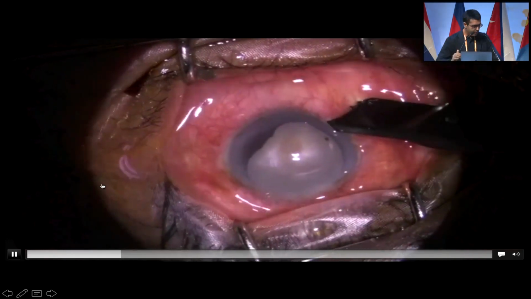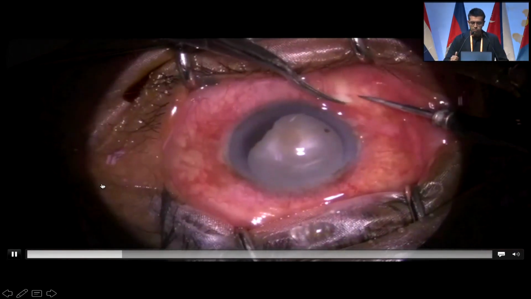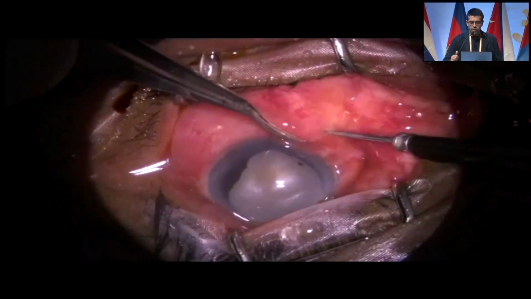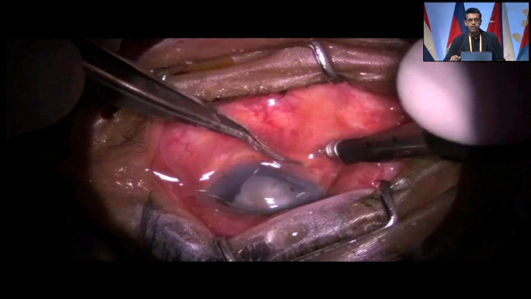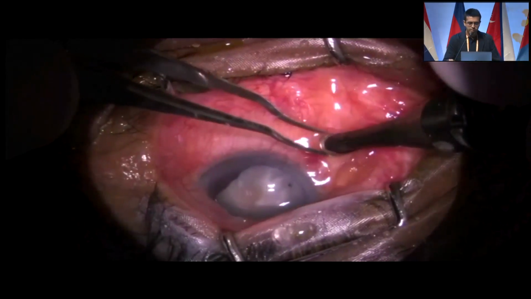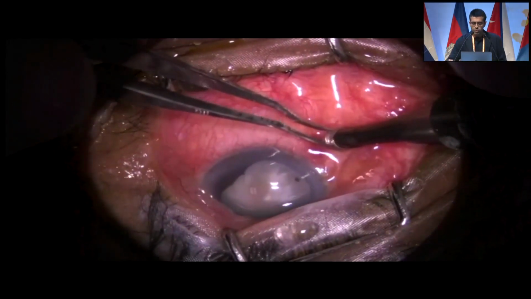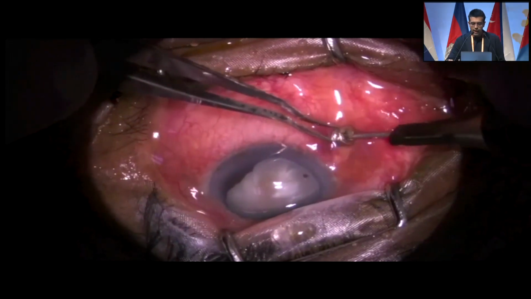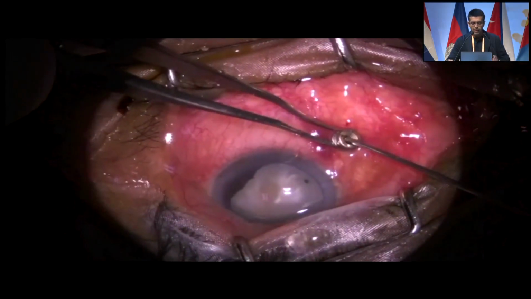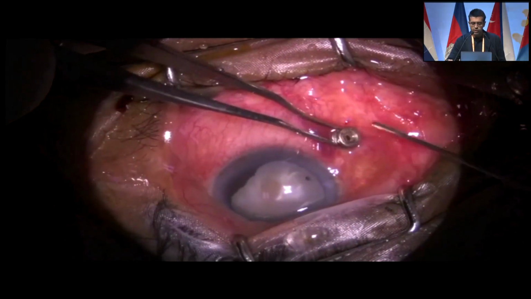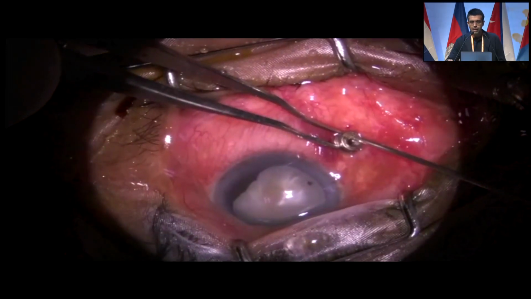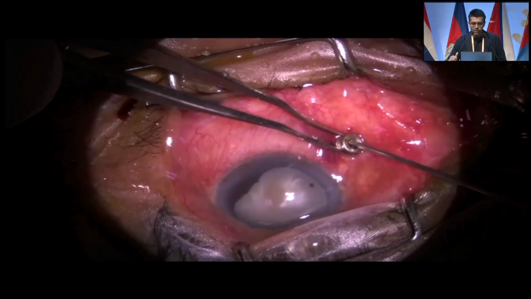So we made a port 4 mm from the limbus, and once we go in, the eye was rock hard. Even after giving 300 ml of mannitol infusion, the eye was still rock hard, and we were not able to enter inside the eye. So you can see how we do a small vitrectomy from the port so that the pressure from within the vitreous cavity is decreased.